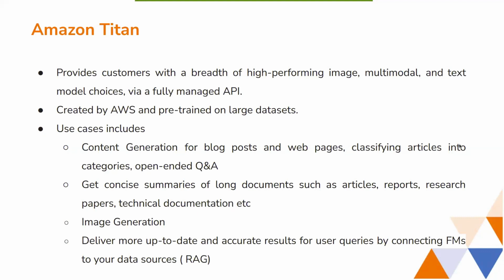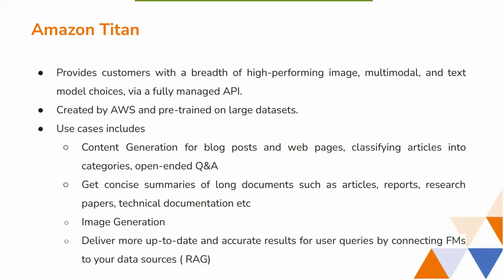So Amazon Titan is a very used model by Amazon clients basically. The different clients are using it. So you have a very high performing imaging model with them. The textual model choices you have are within the Light and Express versions with the fully managed API. You just call an API, pass the model ID and your prompt, and it gives you the output based on it. This is created by AWS and pre-trained on a large data set by AWS. So this is owned by AWS, and you can use it easily.